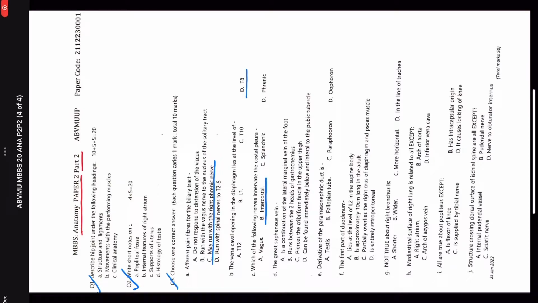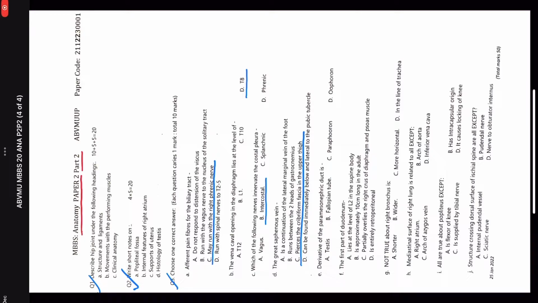Question number 3D. The great saphenous vein is a continuation of the lateral marginal vein of the foot, runs between the two heads of gastrocnemius, pierces the cribriform fascia at the upper thigh, can be found immediately below and lateral to the pubic tubercle. So the answer here is C, that it pierces the cribriform fascia in the upper thigh.